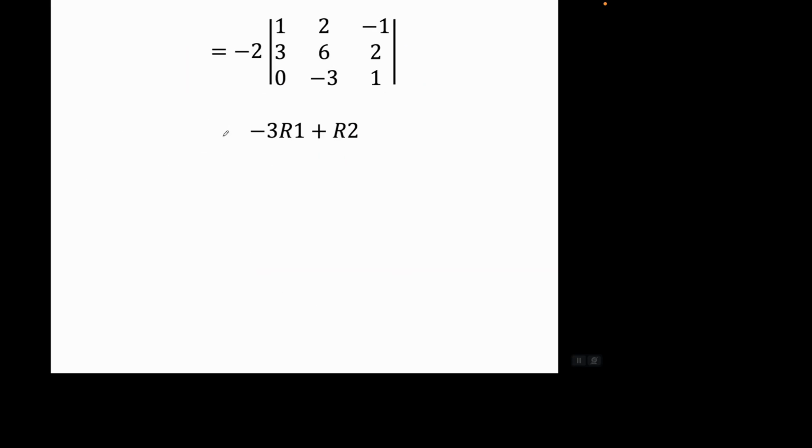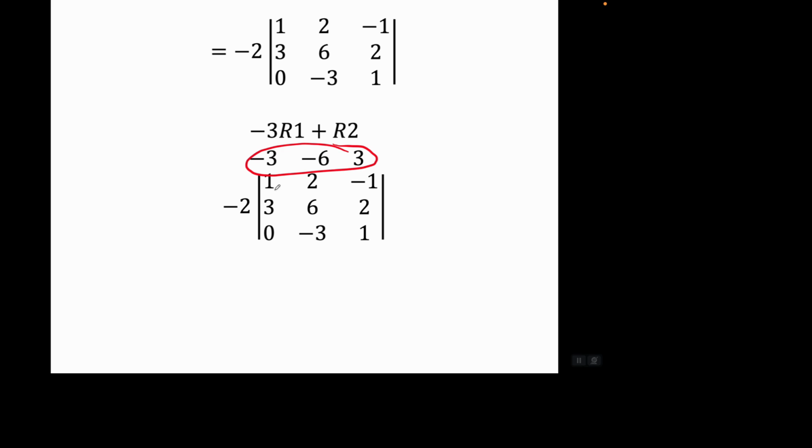So here's our determinant. Again, we're aiming to get this in row echelon form. Let's use this 1 to kill off this 3. So we'll add negative 3 times row 1 to row 2. Here's negative 3 times row 1. Let's add it to row 2. So negative 3 plus 3 is 0. Negative 6 plus 6 is 0. 3 plus 2 is 5.